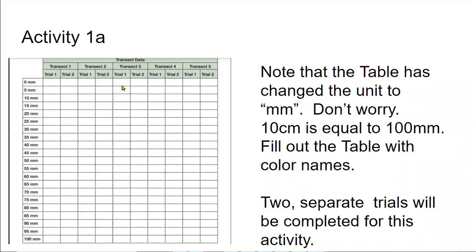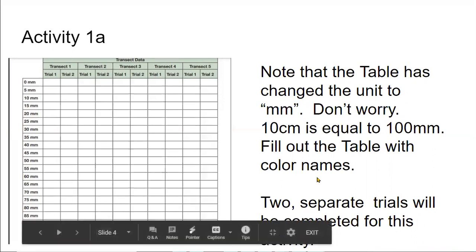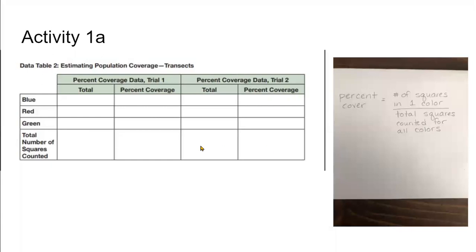That's why it's important for you to use a dry erase marker, because if you're using a Sharpie, you're not going to be able to get rid of it. So use a dry erase marker and wipe it off with a wet paper towel, or you might even be able to just rub it off with your finger. Okay, so that's 2 separate trials, and that is activity 1A.